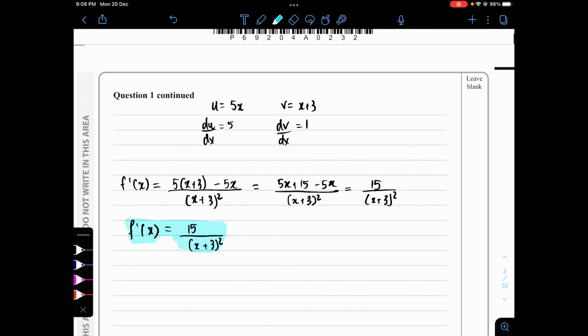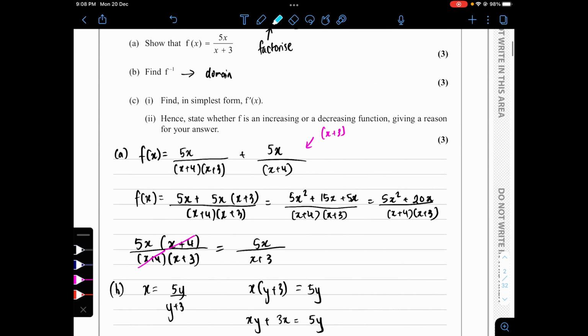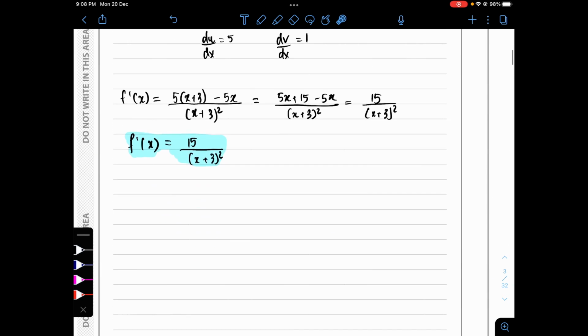Now what did part I say? Part I said, determine whether, so it says hence as well, so we need to look at our first answer to this, right? So hence say whether f is an increasing or decreasing function, giving a reason for your answer. So we can do that. So part I.